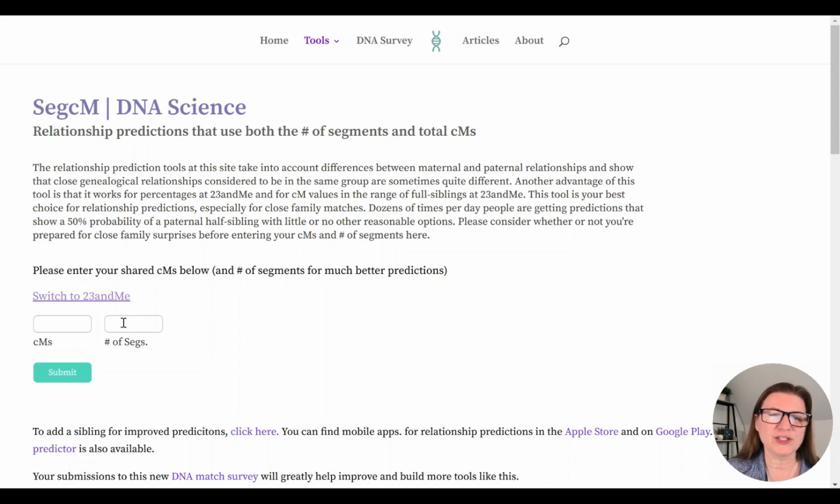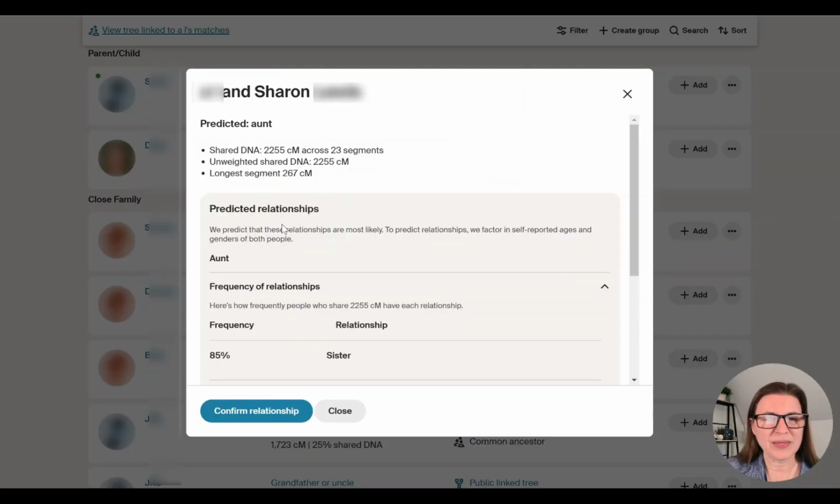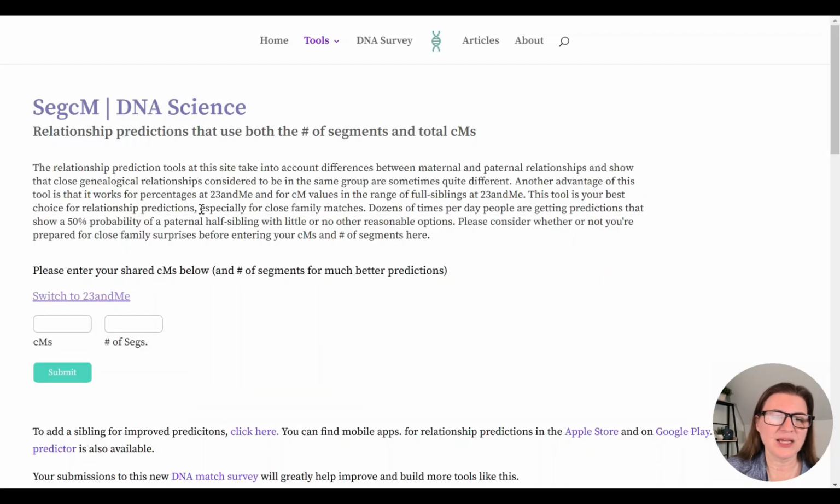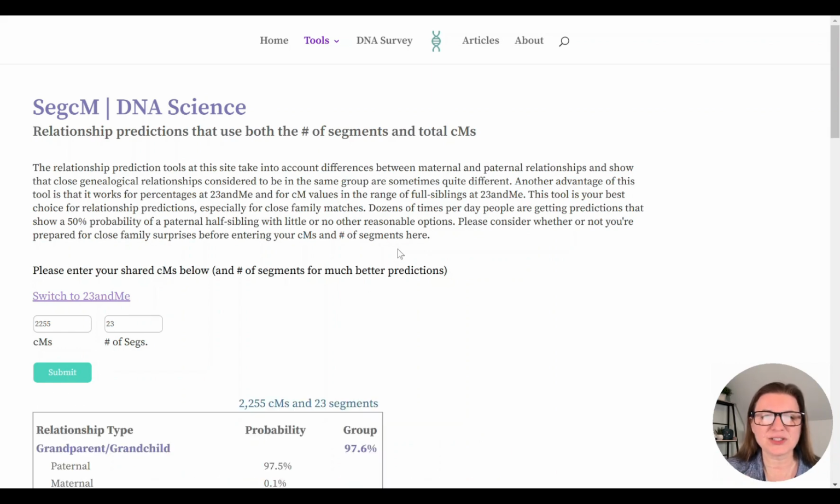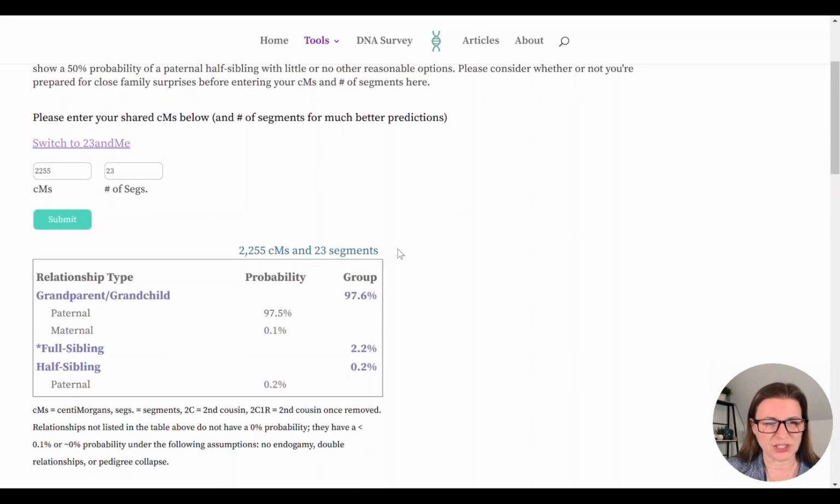So let's first start with Sharon. We can see the 2255, and it's 23 segments. So over here, I'm going to put 2255 and put 23 segments. Remember, she is a paternal grandmother, and let's see what it says. And this tool is best for very close relationships.